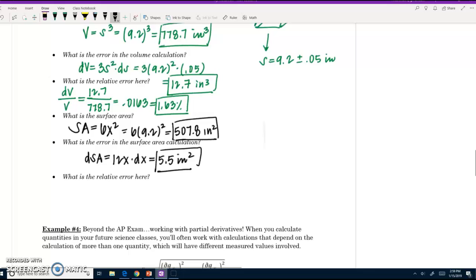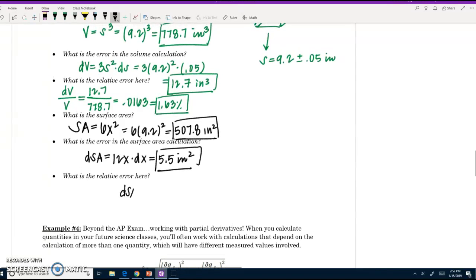Then to find the relative error, all I need to do is take the error in the surface area divided by the surface area itself. So that's going to be 5.5 over 507.8, which gives me 0.0108, or about 1.08, or 1.1%. Just like before, we see that the relative error in measurement for the surface area is less than the relative error in measurement for the volume. The reason for that is we have a smaller exponent, and so we are propagating the error less. That's the idea here.